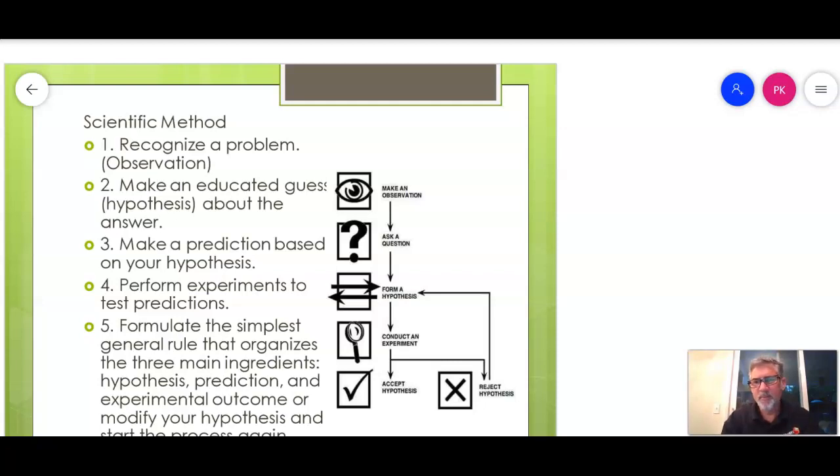So anyway, we'll just start with something you're familiar with. We're going to start with the scientific method. You've been through it for probably many years, but I just want to make sure we know the steps and what it's for.